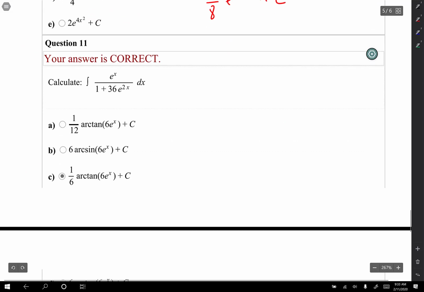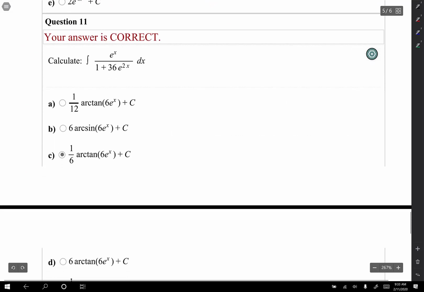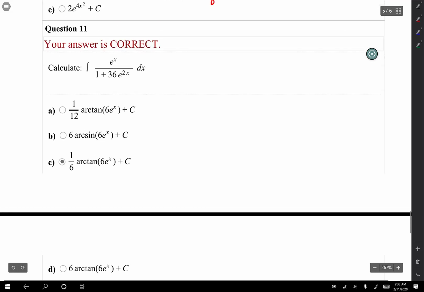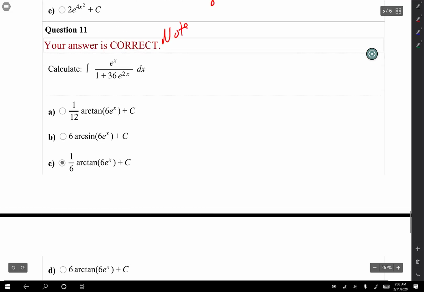Let the answers help you out, guys. On this one, I can see that all of them are inverses. It's probably going to be an inverse tan. So it is from your notes, I believe. So there it is. So I'm going to rewrite it. e to the x over 1 plus 6e to the x squared dx.